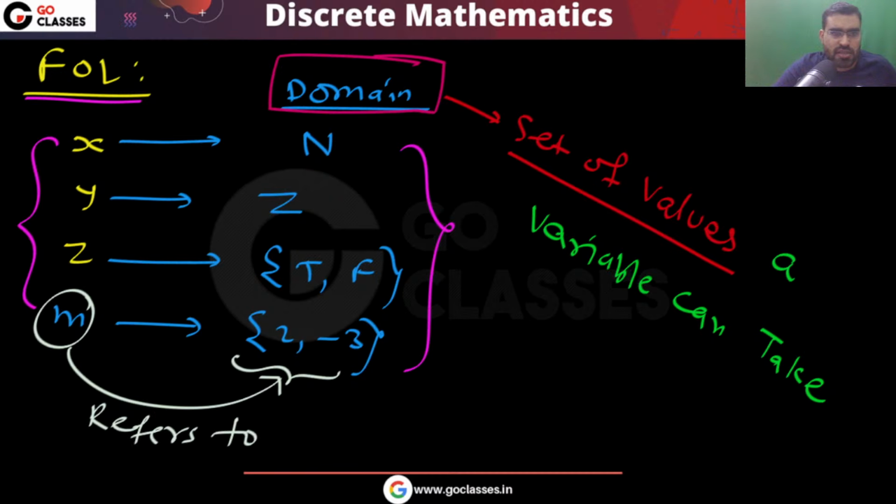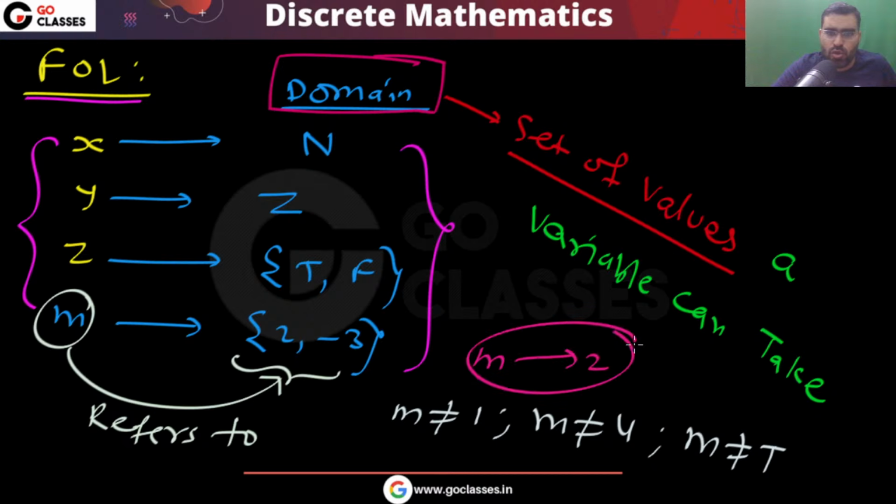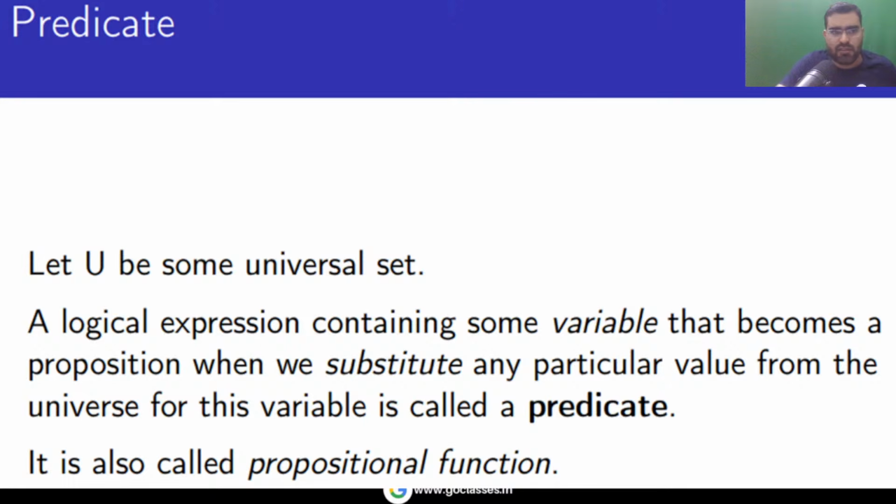Okay, so with this domain, this m cannot take value 1, this m cannot take value 4. This m cannot take value true, because true is not in the domain of m. In the domain of m we don't have true, and we don't have 4. So this m can either take value 2 or value 3. Similarly, x can take any natural number, x cannot be negative. Similarly, y can be any integer, y cannot be 0.3. Similarly, z can be true or false, z cannot be 2, z cannot be 1. So this is what happens in first order logic.